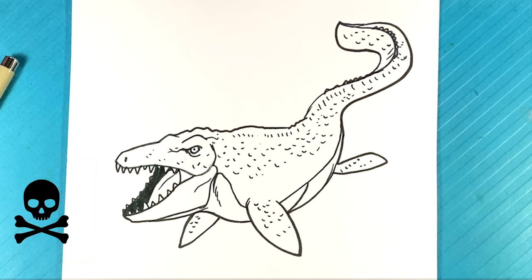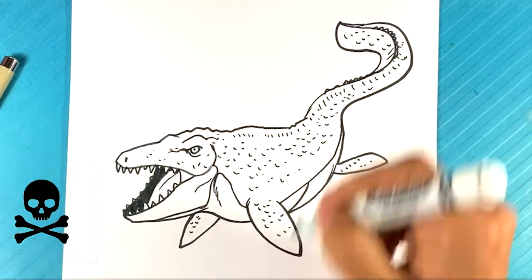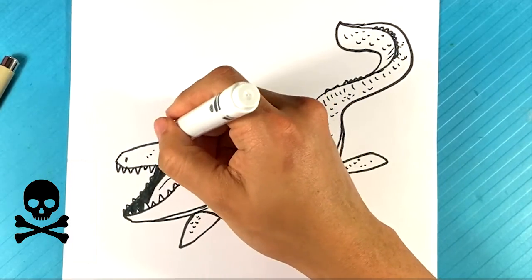I mean, obviously, Mosasaurus is technically not a dinosaur, but, you know, it's in that era, living at the same time. Kind of has a lot of characteristics like it.